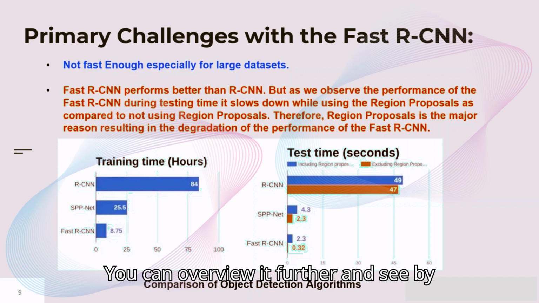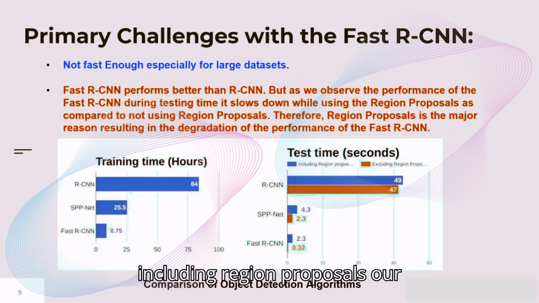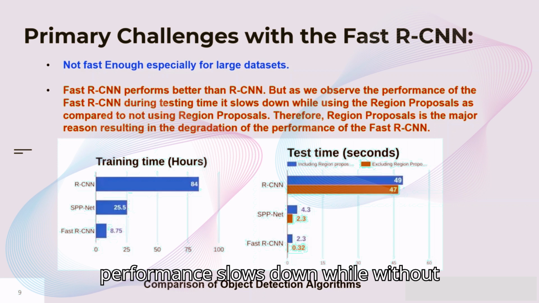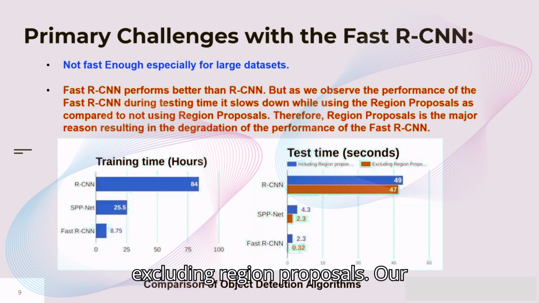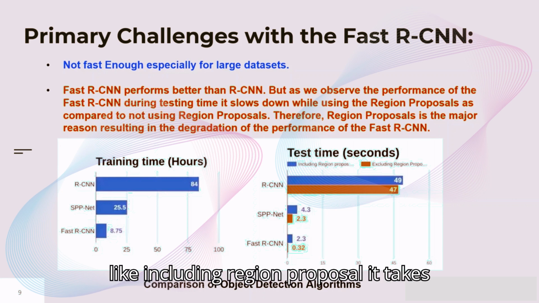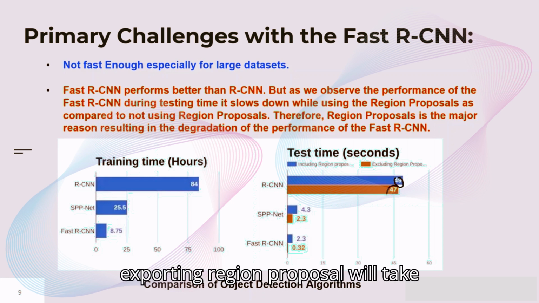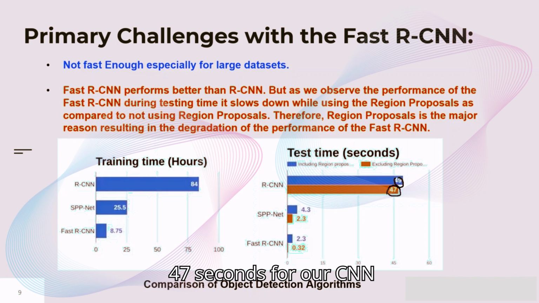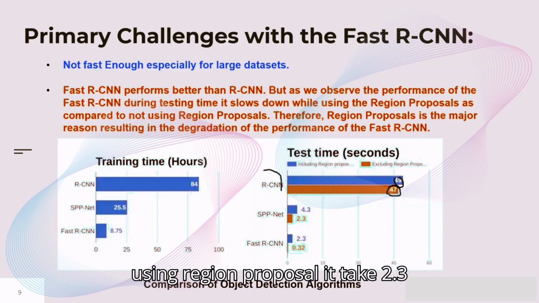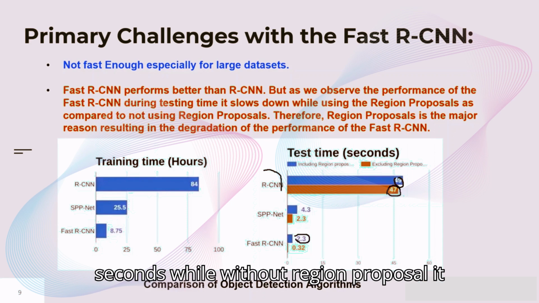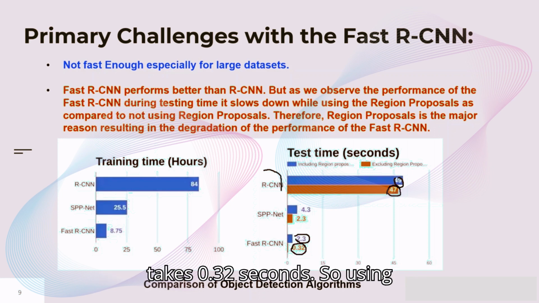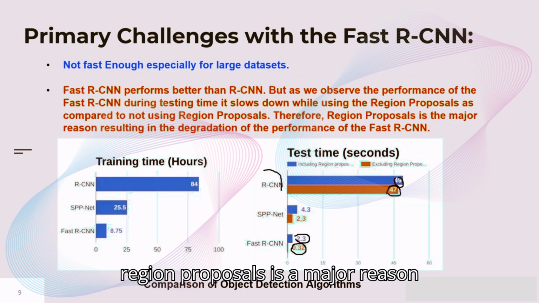You can see that by including region proposals our performance slows down, while excluding region proposals our performance in testing time is better. Including region proposal, it takes 49 seconds, while excluding region proposal it takes 47 seconds for RCNN. With fast RCNN using region proposal it takes 2.3 seconds, while without region proposal it takes 0.32 seconds. So using region proposals is a major reason that degrades the performance of fast RCNN.